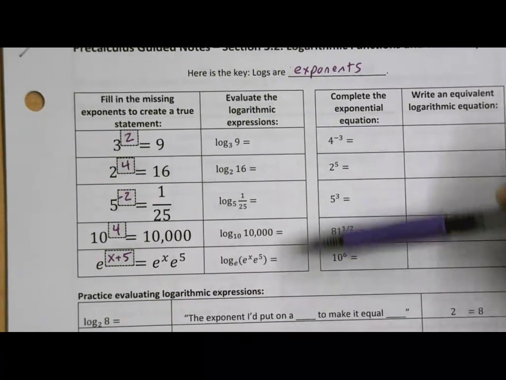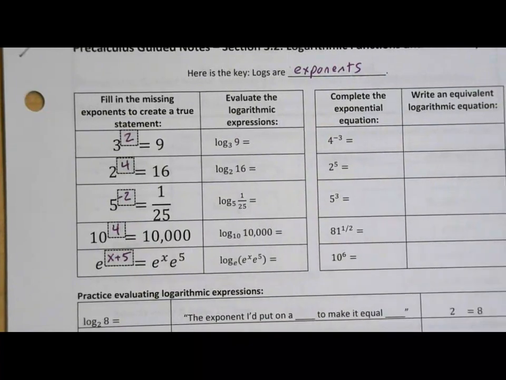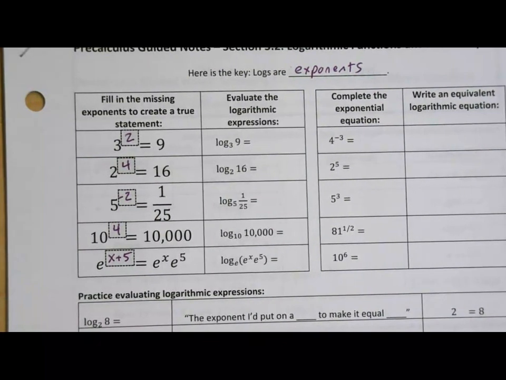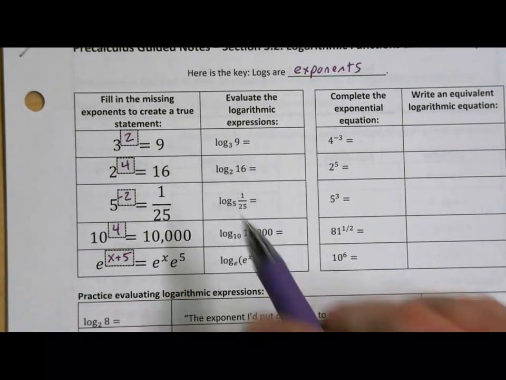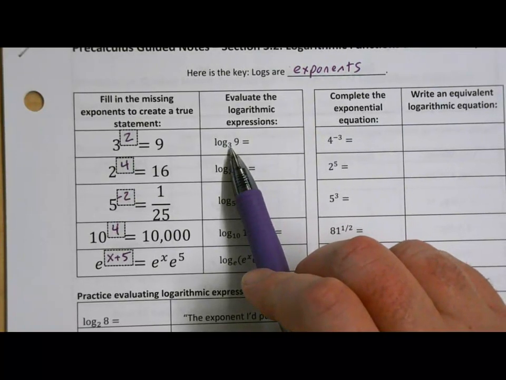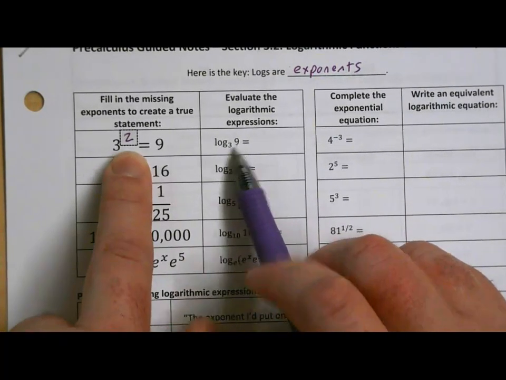equations over here are analogous to the ones on the left. They're just being asked in a different format. So once you get used to the format, you're going to see that it's really asking the same thing. When I ask you to find log base 3 of x, I'm asking you, what's the exponent I could put on a base of 3 to make it equal to 9? And the answer is 2.